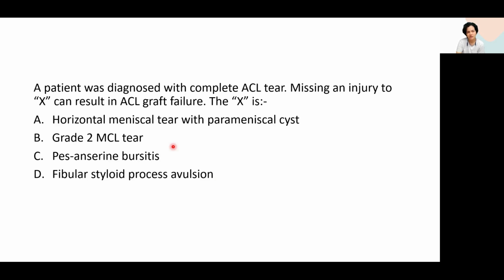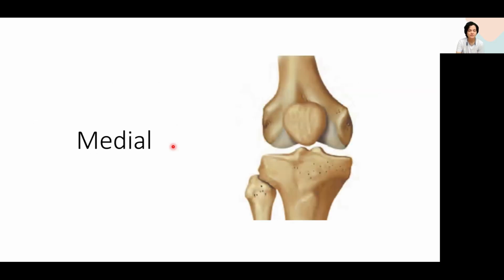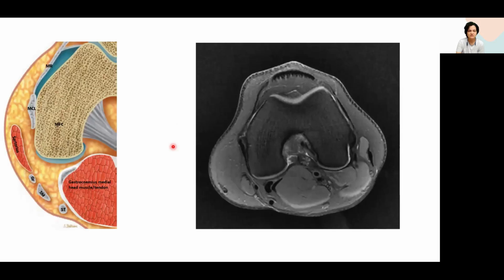Read the question carefully. So the answer is fibular styloid process avulsion, because it can lead to rupture of the posterolateral corner structures, which are very important, and if they are ignored, ACL graft can undergo failure. So we'll see the medial structures first.